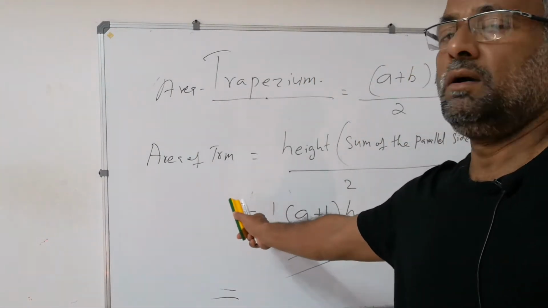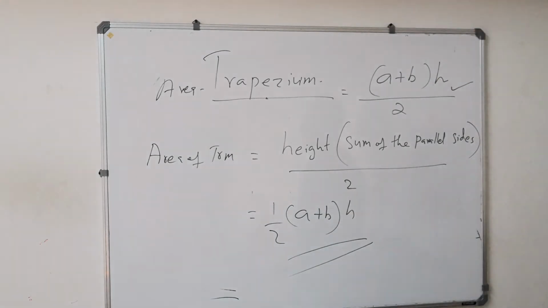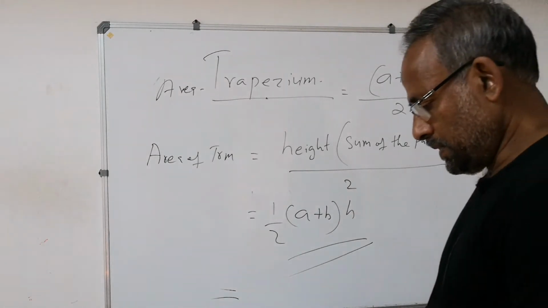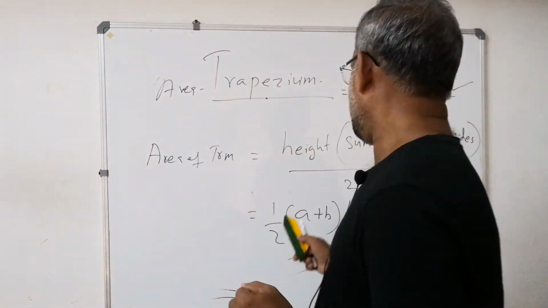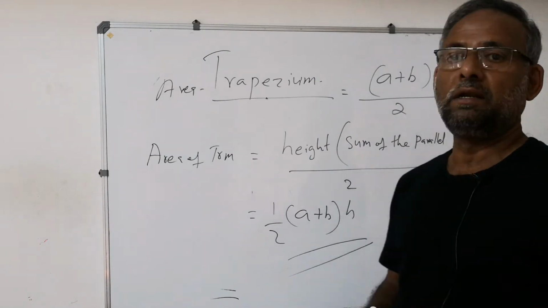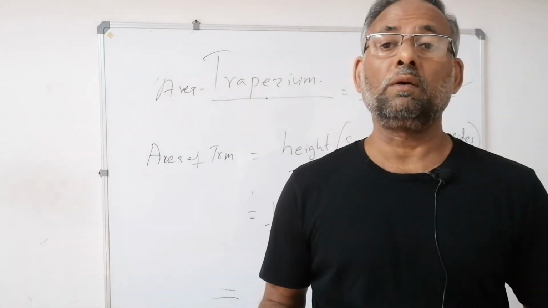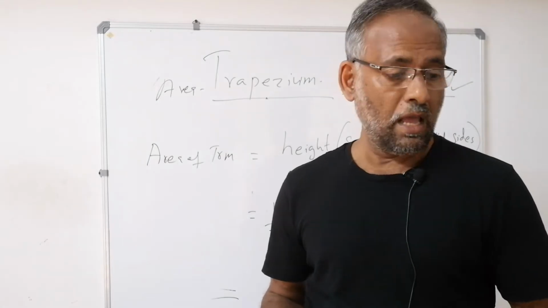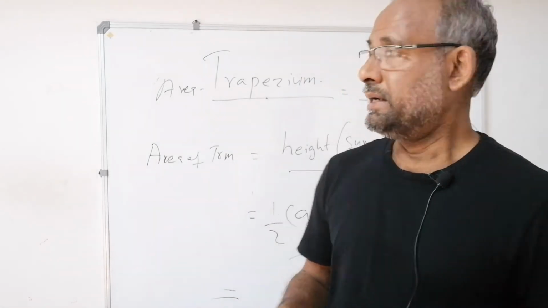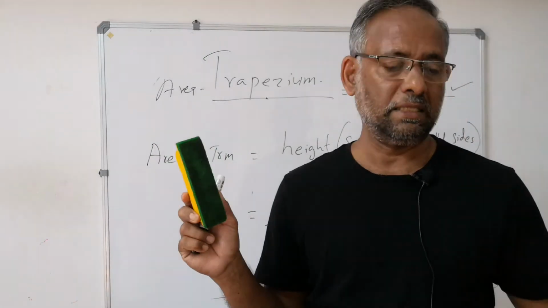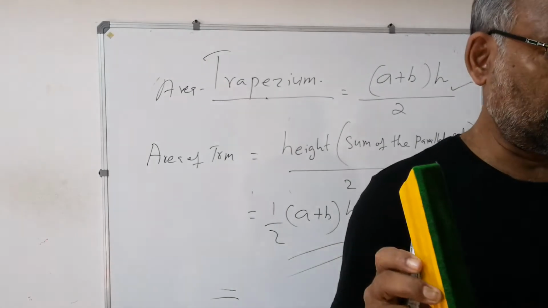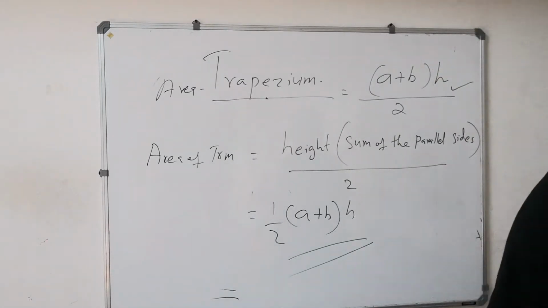We know the formula for area of a triangle. B into H by 2. That means base into height. We study that. Here also H is there. H is the altitude. H is the perpendicular distance. In a triangle it is the altitude. Here it is the distance between the two parallel sides. That is H, a straight line. So half into A plus B into H. That is the formula for area of trapezium.